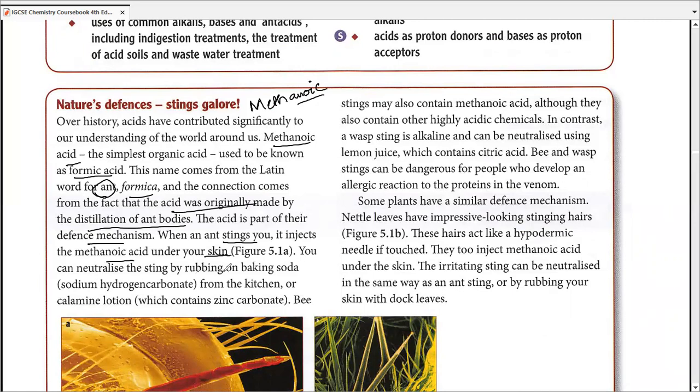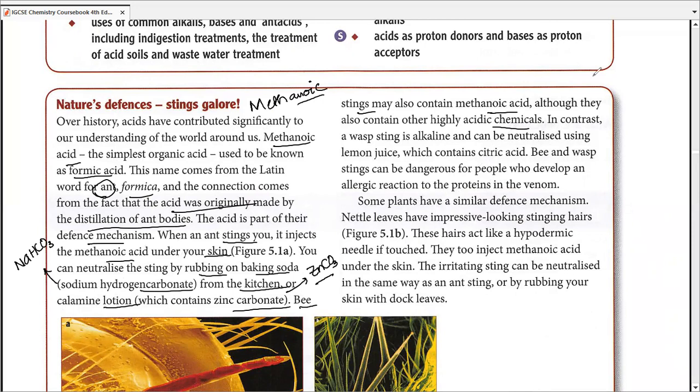You can neutralize the skin by rubbing on some baking soda from the kitchen. You might use calamine lotion, which contains zinc carbonate. Sodium hydrogen carbonate is NaHCO3, as I've explained before, and zinc carbonate is ZnCO3 as per its formula. This is about ants. Bee stings also contain methanoic acid, although they also contain other highly acidic chemicals, and we can treat them with baking soda.